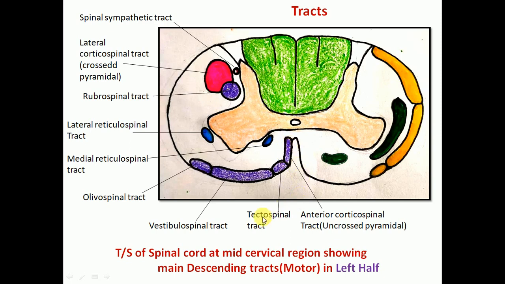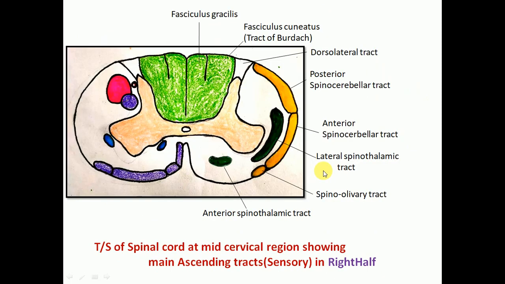So this is about the descending or motor tracts. Next, within the right half, are the ascending or sensory tracts. These are the anterior and lateral spinothalamic tracts, anterior and posterior spinocerebellar tracts, spino-olivary tract, then the dorsolateral tract, and also the tracts of the posterior white column, that is the fasciculus gracilis and fasciculus cuneatus.